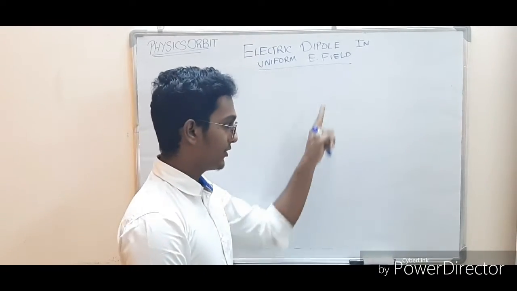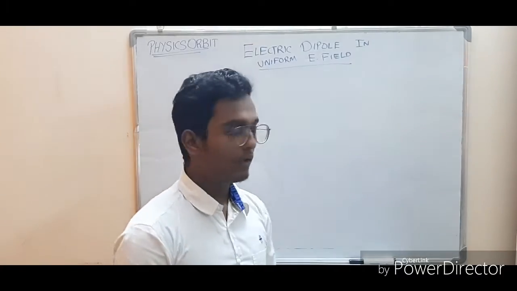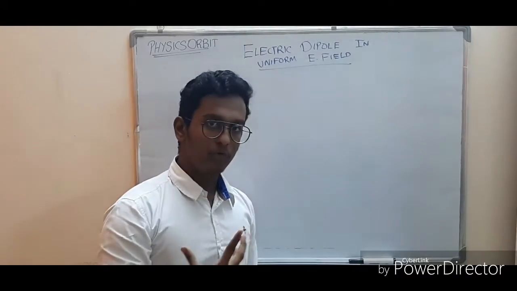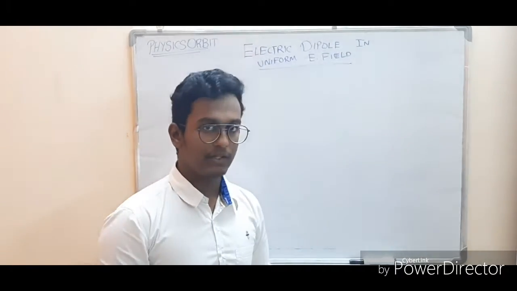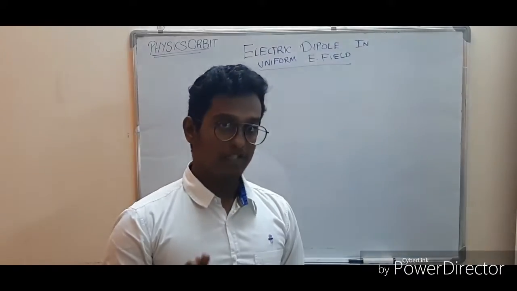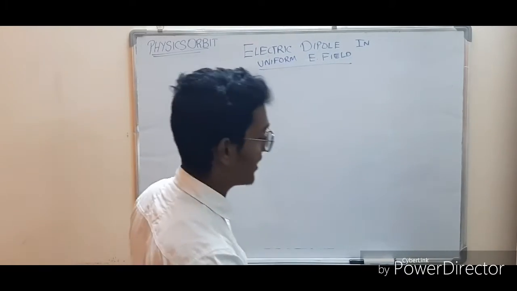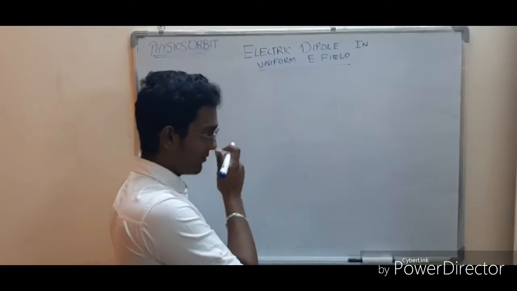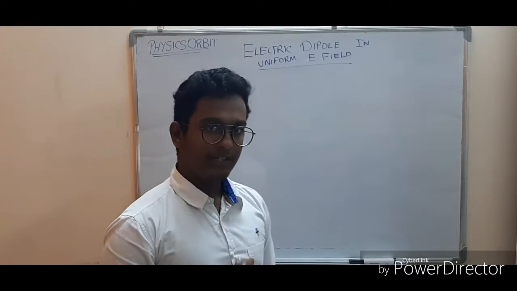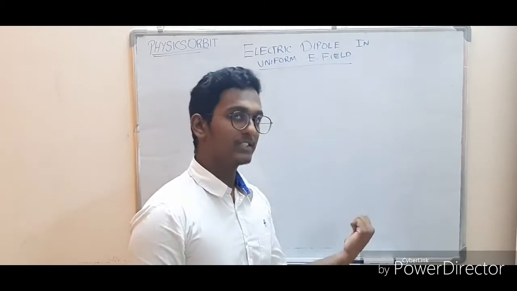In the previous video we saw how the electric field would vary in the axial and the equatorial lines of an electric dipole. So now let's see how a dipole would behave in an external electric field. But the electric field must be uniform, and let's see why that condition is needed. First of all, how do we generate a uniform electric field for this experiment?